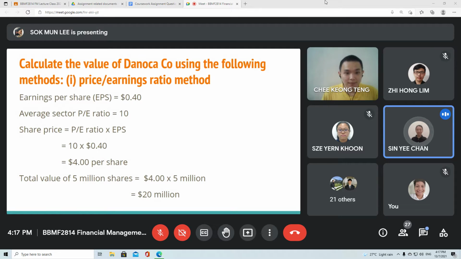Calculate the value of Danaco company using the PE ratio model. Under the PE ratio method, we need to calculate the share price using the formula PE ratio times EPS. The PE ratio has already been given in the question as 10 and the EPS is 0.4. So we will get 4 ringgit per share. And the total value of 5 million shares is 4 times 5 million, which is 20 million.